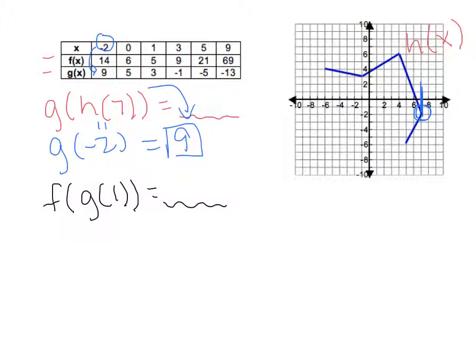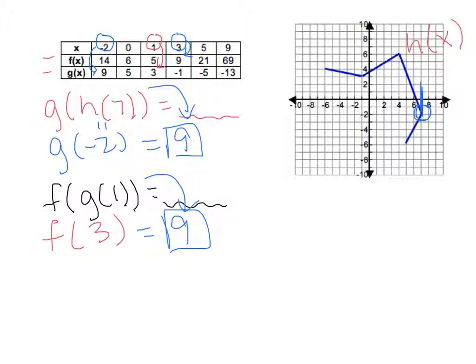g of 1. Let's start with the inside. g of 1. So you're going to go in your table. Okay, well, here's where x is 1. And what does g equal? It equals 3. So really, what we're trying to find here is f of 3. So now again, we're looking at our table, and we know that x is 3. We want to find what the value of f is when x is 3. According to our table, it's 9. So f of g of 1 is equal to 9. That worked out way too well. Okay? Let's see if I can get another 9.